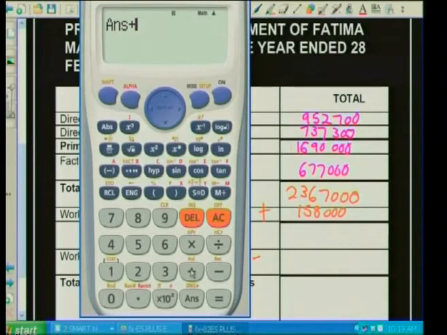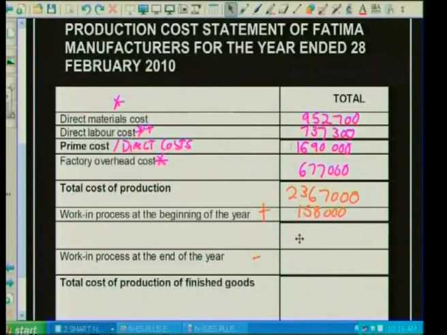Okay, so let's add our work in progress at the beginning of the year. So plus 158,000 to give us an amount of 2,525,000. So let's enter that in. So we've got an amount of 2,525,000. Right, we now need to subtract our work in progress at the end of the year.